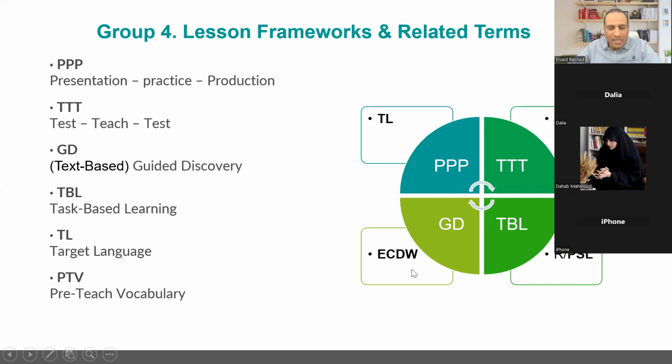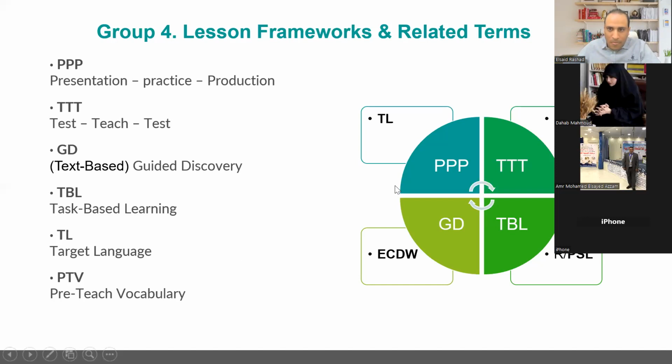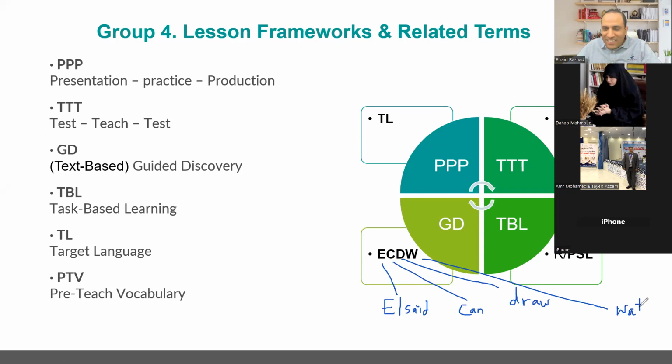The final one is ECDW. The instructor said to us, elephants can drink water. Elicit, check, drill, write. I gave it a different mnemonic: Saeed can drink wine.